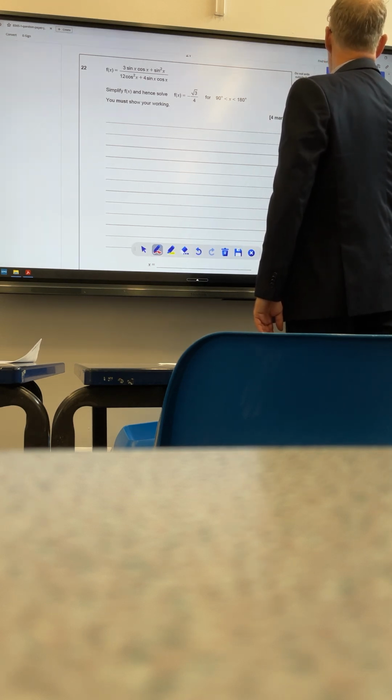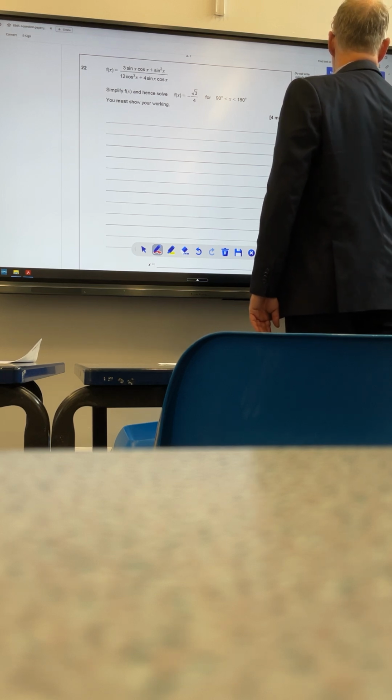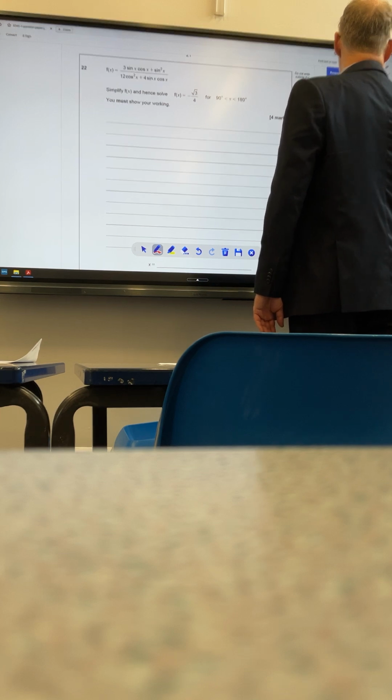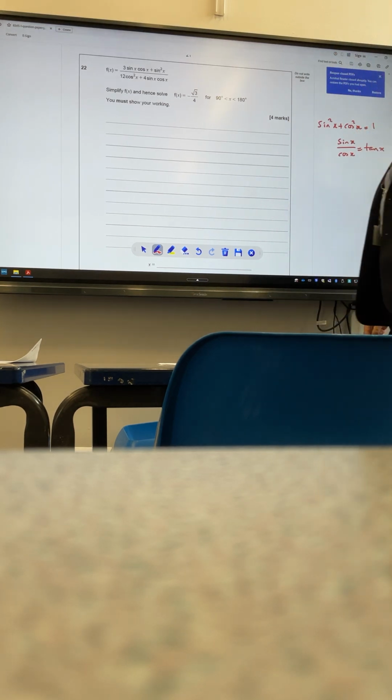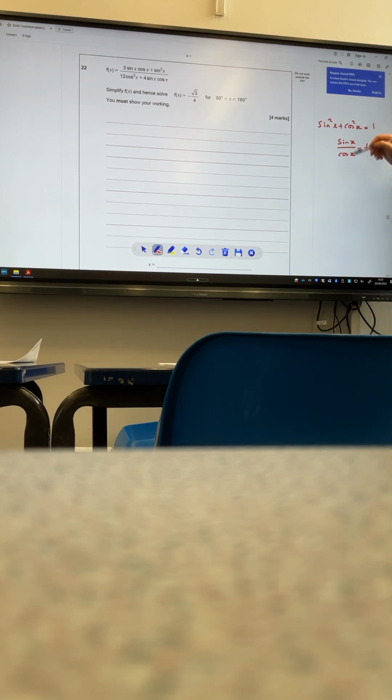So sine squared x plus cos squared x equals 1 is a go-to. And then also sine x over cos x equals tan x. Those are your two main ones you're working with. Now, you see the sine squared and the cos squared, it's very tempting to turn those using that into 1 minus, etc. I'm not going to do that, because instead I can see on the top, can't I factorise sine x out? And on the bottom, can't I factorise cos x out?